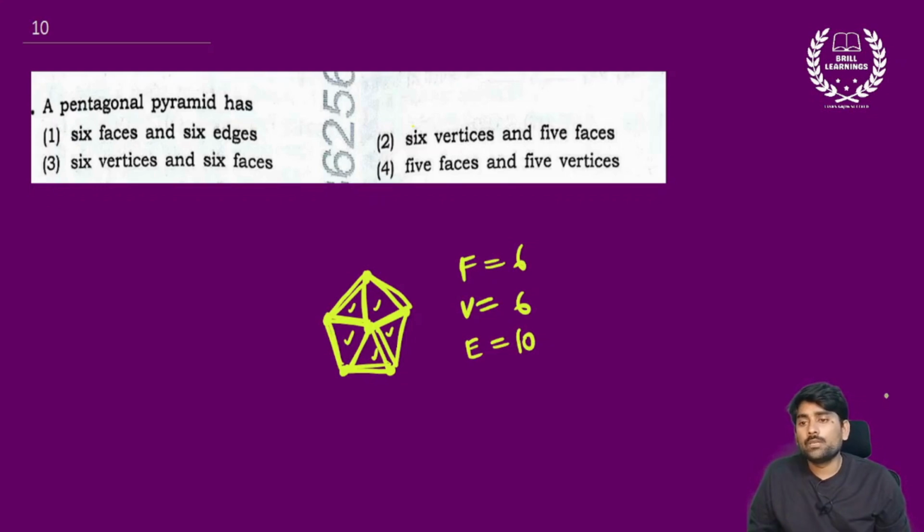Now check the given options one by one. 6 faces, 6 edges. First one, 6 faces, okay. 6 edges, but we have 10 edges. So first one is wrong answer here. Let's check second. 6 vertices, okay. 5 faces they have given. So this is also wrong. Third one, 6 vertices, 6 faces. This is right here. 5 faces, 5 vertices. That is wrong. So third one is the right answer. Let's move on to the next question.